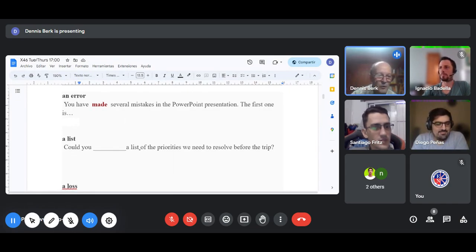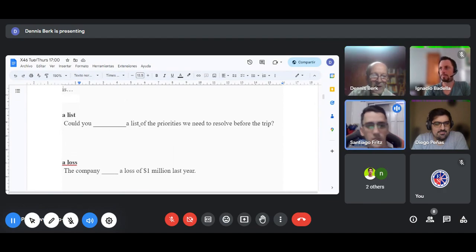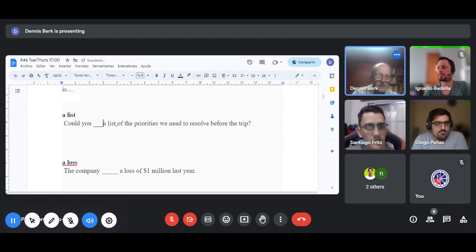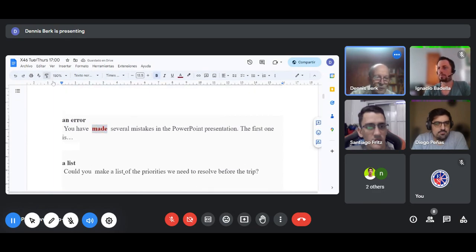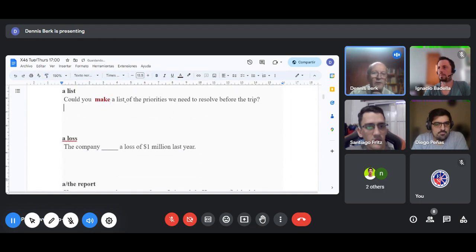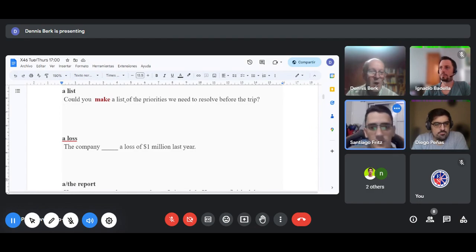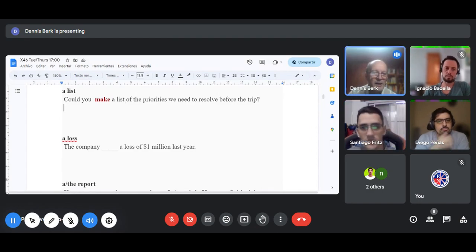Okay, so what about Santiago? What about a list? Could you make a list of the priorities we need to resolve before the trip? That's right. You make a list. So I just wanted to make a list of the priorities we need to resolve before the trip. It's a good thing not to have to forget. Especially, what would you include in a list when you're going to travel?